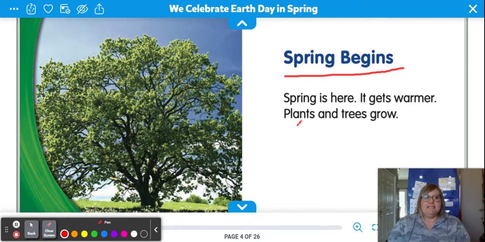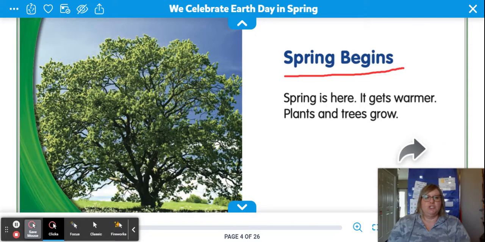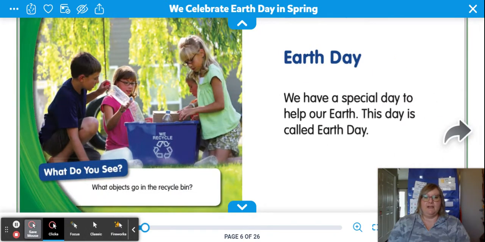Spring is here. It gets warmer. Plants and trees grow. Okay. Let's go to the next page. Miss Blanca's just learning how to use all this stuff down here. So we'll have to see how it goes.